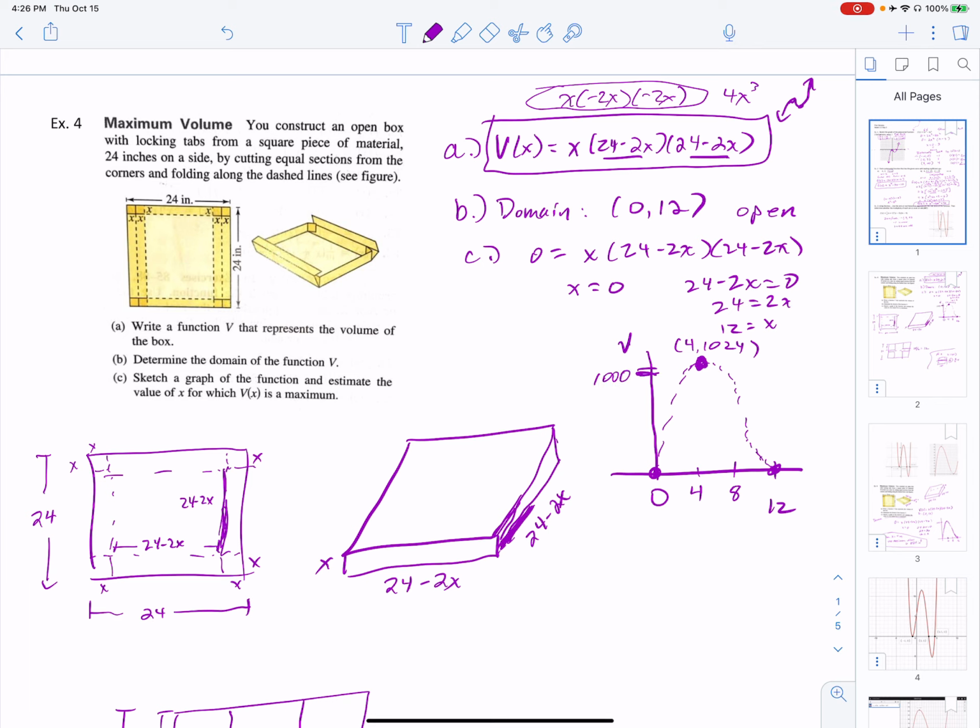And then answer the question for part C, sketch a graph and estimate the value of x for which the volume is the maximum. And in this case, we had Desmos give it to us. So when x is equal to 4 inches, then that's the maximum volume. And if it was an estimate, you just say the approximate x value is 4 and the maximum is approximately this. The maximum value is 1,024 inches cubed. So using Desmos, using some things about end behavior to help us get the shape of it, help us search for it, this is a typical problem that students should know in pre-calculus.